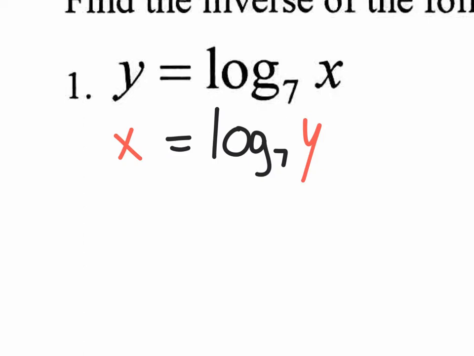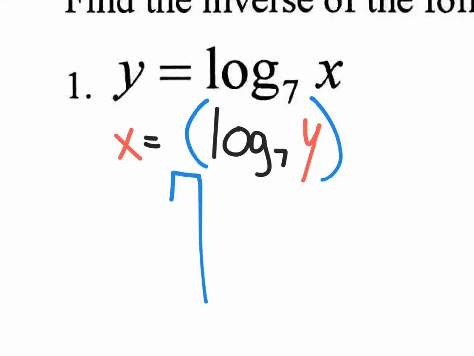What do I need to do? I want to get rid of the log base 7. Raise it to be the power of base 7. Right? So we're going to take the whole right side and raise it to be the power of base 7. And then what I do to one side, I have to do to the other. I want to take the whole left side, raise it to be the power of base 7. And here's my new equation. It says 7 to the x equals 7 to the log base 7 of y.